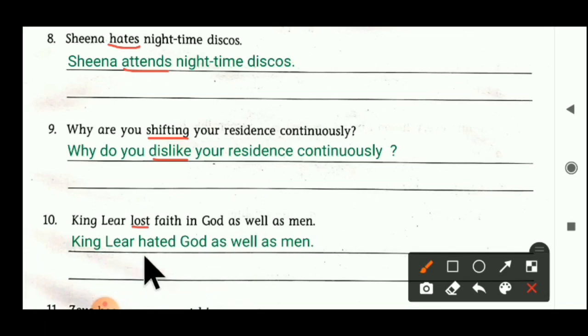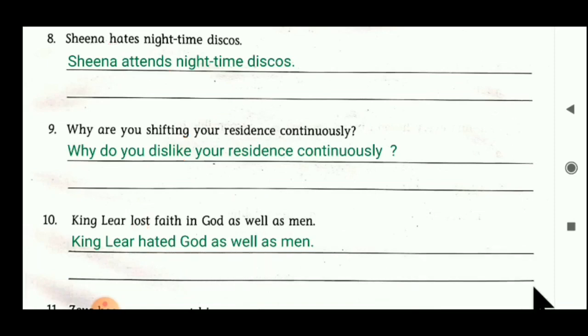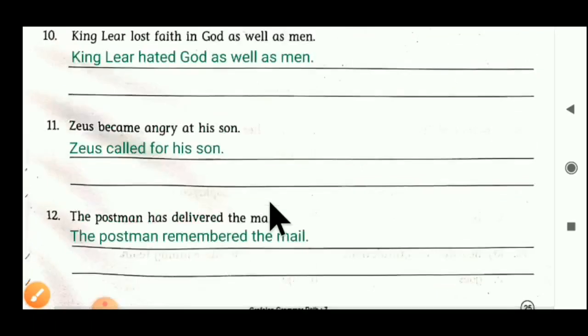King Lear hated God as well as man. Here the verb lost is used as a dynamic verb, but I use hated as a stative verb. So it is converted into stative form. Lost is in dynamic form, hated is in stative form. So the sentence becomes: King Lear hated God as well as man. Now we have to do sentence number 11.